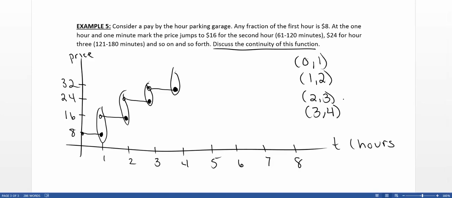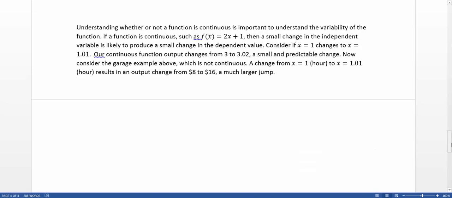However, we're not continuous at the integers where we're jumping from either nothing up to 8 or from 8 to 16 because we have these jumps. So we're continuous on the intervals, but we're discontinuous at 1, 2, 3, 4, 5. So here again, this is called a step function, and it's an example of a real-world situation where continuity fails for the most part.